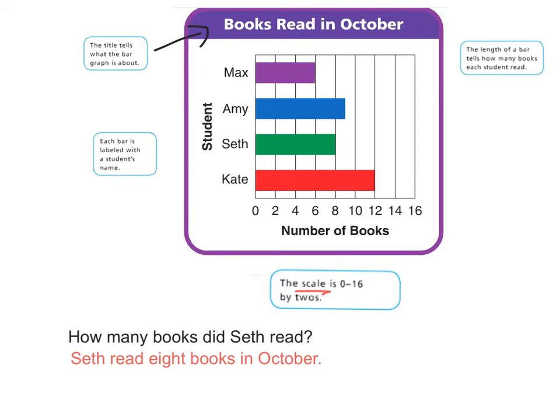Well, we know that Kate read 12 books. Looking at this bar graph, can you figure out who read 4 fewer books than Kate? Well, we know that the scale is by 2. So if we count back, this would be 2, 4. So Seth read 4 fewer books than Kate.